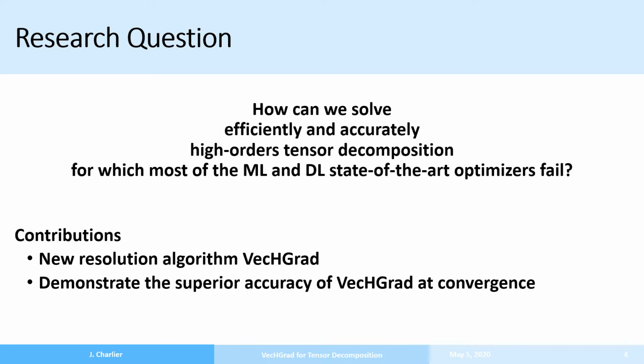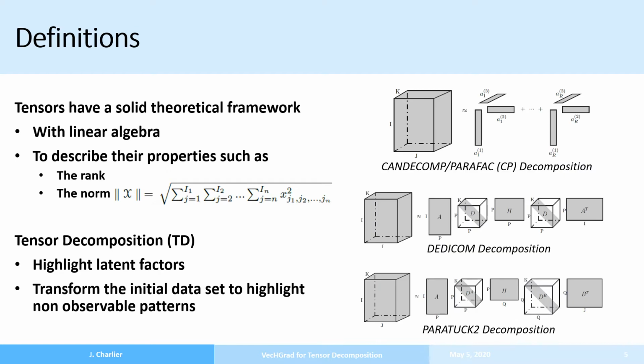So this brings the research question: how can we solve efficiently and accurately high-order tensor decomposition for which most of the machine learning and deep learning state-of-the-art optimizers fail? To answer that question, we will introduce our new resolution algorithm VecHGrad, and we will demonstrate the superior accuracy of VecHGrad at convergence. Let's move on to some definitions.